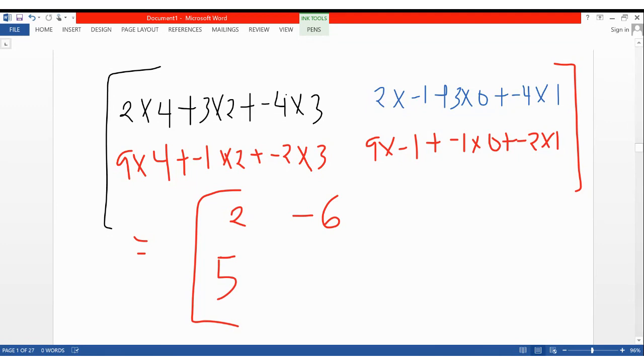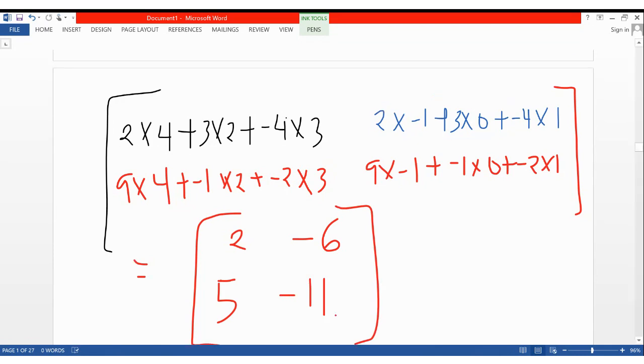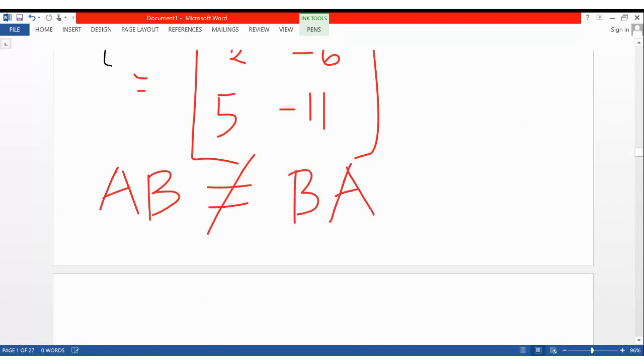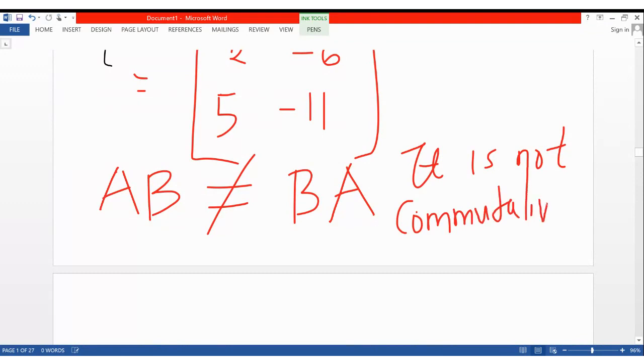So you can see that for the two matrices, we are getting two totally different answers. A times B can never be equal to B times A. So it is not commutative. It is not commutative at all. So I had promised that one was a good example.